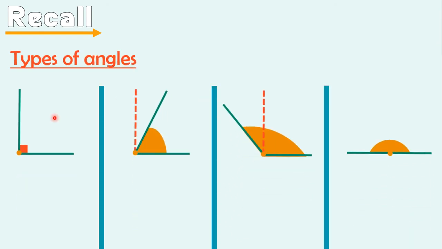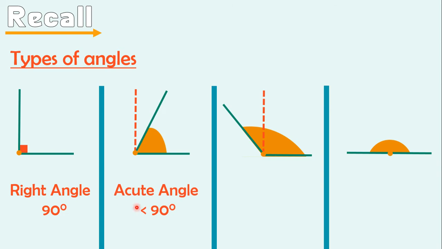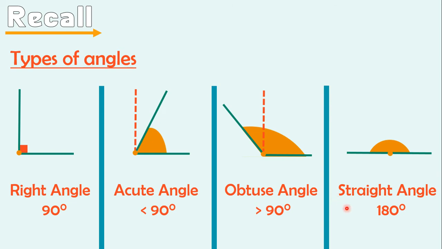Let's recall some information. Types of angles. We have here different types of angles. Let's start with this one. This is a right angle which equals 90 degrees. While this angle is an acute angle, it is less than 90 degrees. And this angle is an obtuse angle which is greater than 90 degrees. And finally, we have the straight angle which equals 180 degrees.